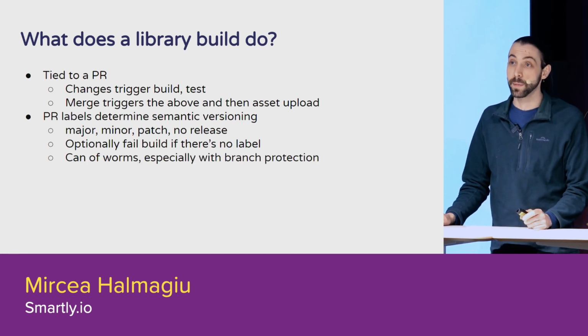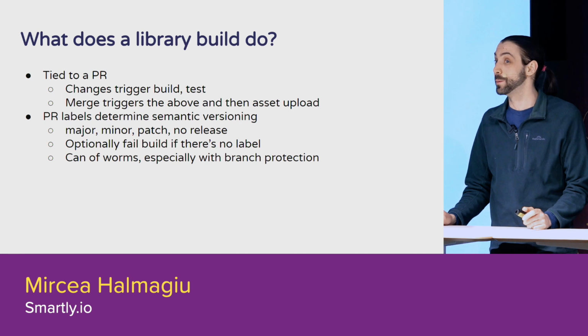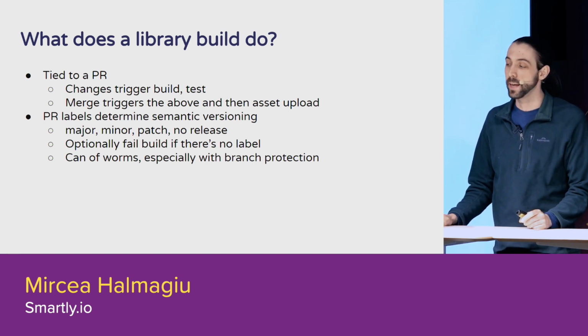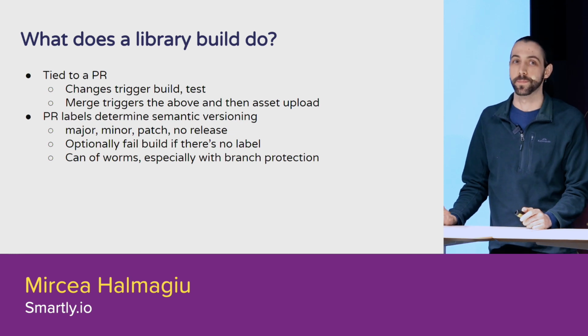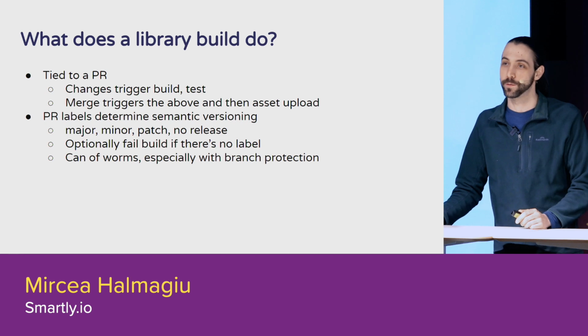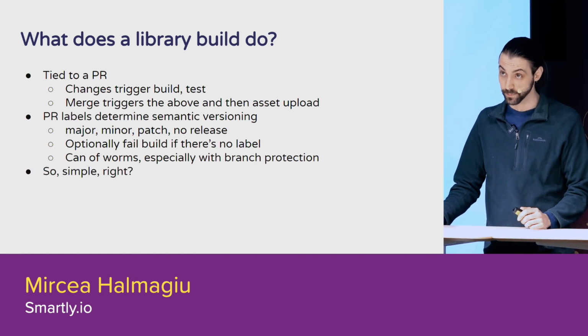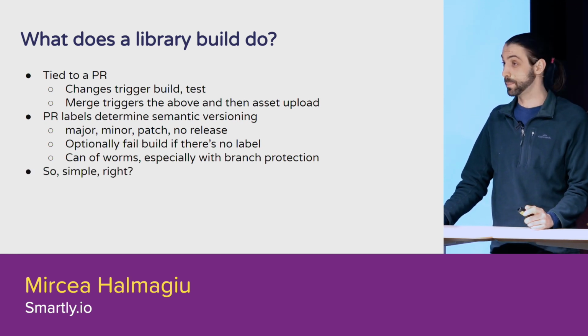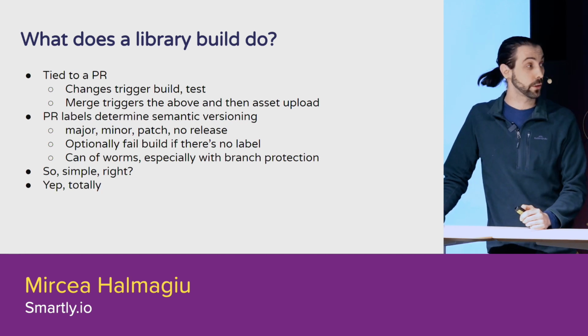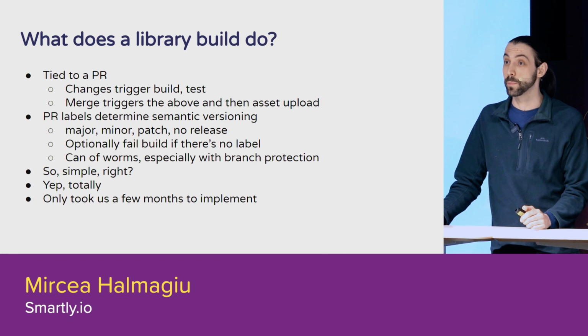And semantic versioning is kind of a can of worms of its own, especially when you're using branch protection, and that could be the subject of its own talk, but we're going to just carry on past that as if those problems don't really exist. So this all looks fairly simple so far, right? And yeah, it's really, really simple. So simple, in fact, that it only took us a few months to implement.